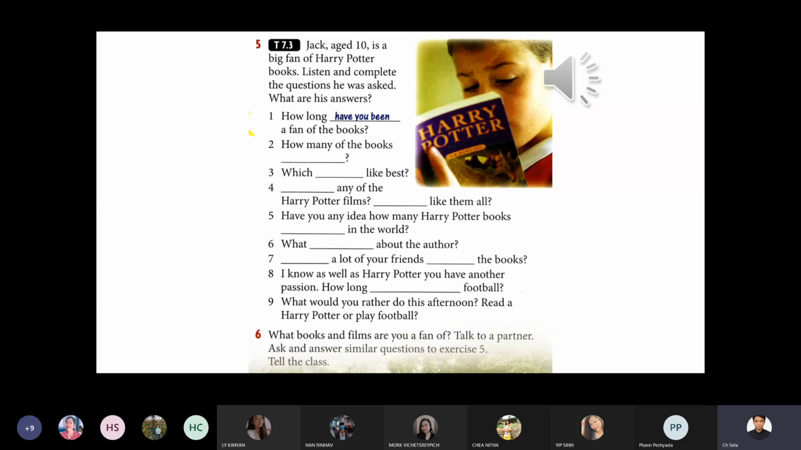Now, I know as well as Harry Potter, you have another passion. Yeah, football. I'm a big Blackburn Rovers fan. They're brilliant. Are they? And how long have you been playing football? Since I could walk, I'd rather play football than do anything else in the world. So if I asked you, what would you rather do this afternoon? Read a Harry Potter or play football? You know the answer.